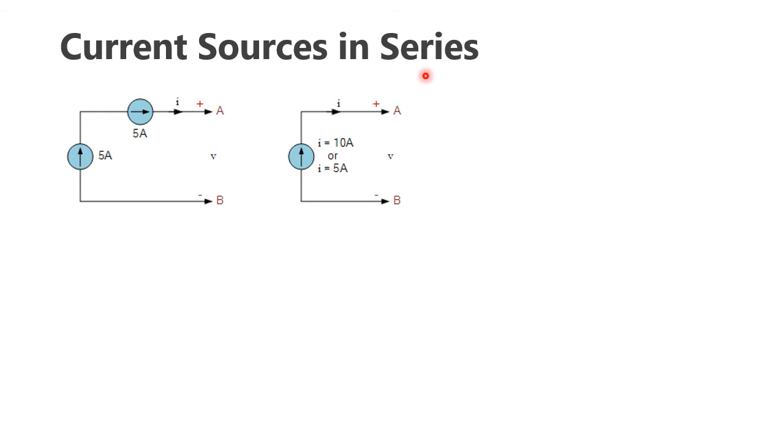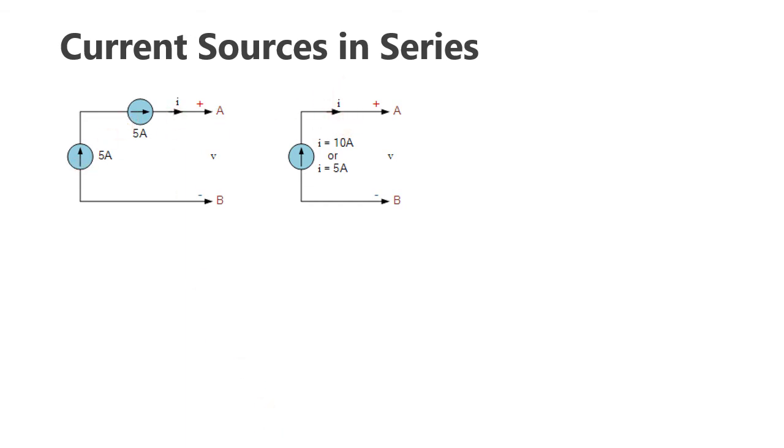Let's move to the series connection. Here in this circuit, two current sources are connected in series, and the current value is the same. The direction is also the same. Therefore, you can see that this 5 ampere current source is connected in the same direction as this 5 ampere current source. So the resultant current will be the addition of these two values.